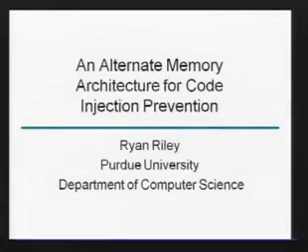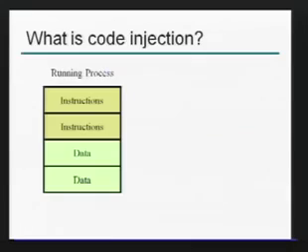Now the title of today's talk is an alternate memory architecture for code injection prevention. So it's kind of a big title with lots of terms in it, and we'll hopefully define those as we go on through. But just from the title itself, you can realize that I'm talking about the code injection problem, and I want to be able to prevent it, and the angle that I'm looking at is from the memory architecture approach, so the architecture of the computer that these programs are running on.